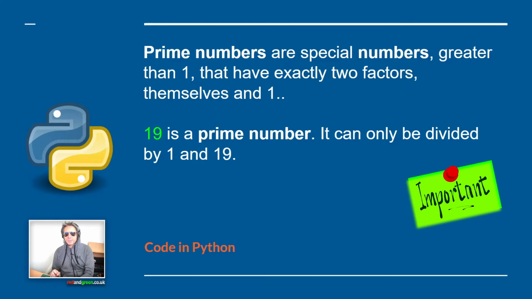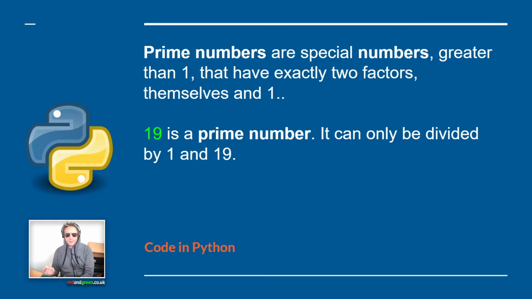Prime numbers are special numbers greater than 1 that have exactly two factors, themselves and 1. So a prime number, such as 19, can only be divided by 1 or 19. It can't be divided by 3, 5, 10, etc.